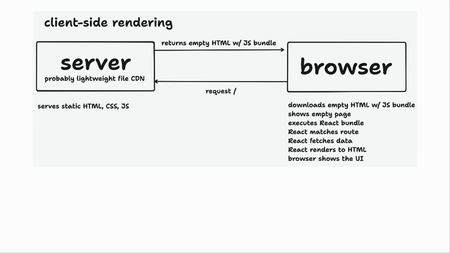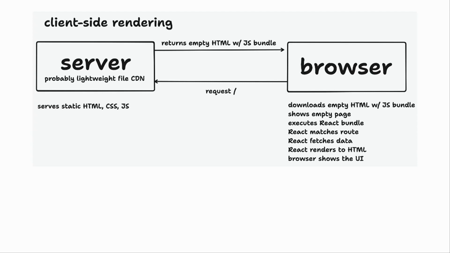So it downloads this empty HTML. It will show an empty page. It might show a spinner if you add it. And then, in this case, for example, React takes over. React will match the route you're at, then fetch the data inside of the front end, and then will render to HTML, which a browser can show.